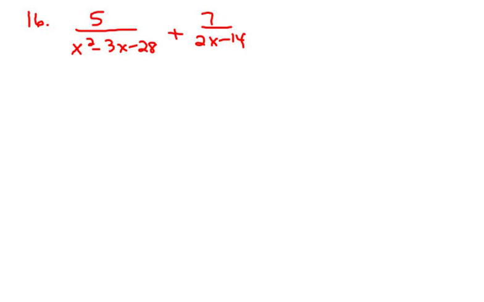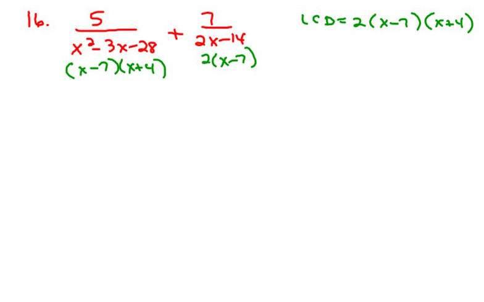Okay, one more problem on this tape. We need to factor each denominator so we can decide what the LCD is. So factors of negative 28 that add to give you negative 3 are going to be 8 and 5, so no, not 8 and 5. Okay, so we factored each of the denominators, and we see that the LCD is 2 times x minus 7 times x plus 4.